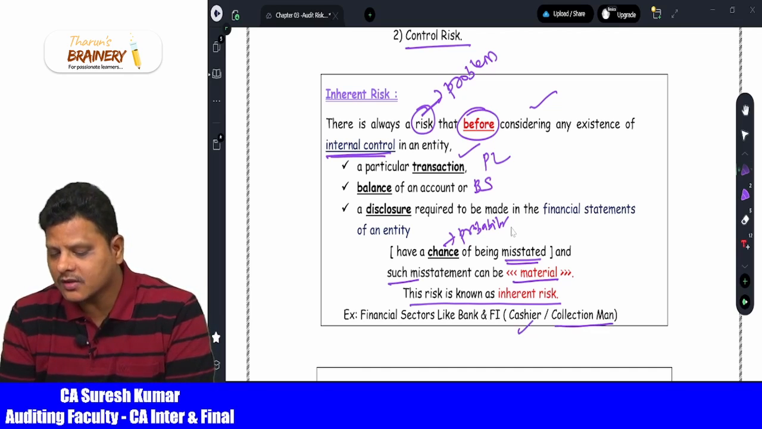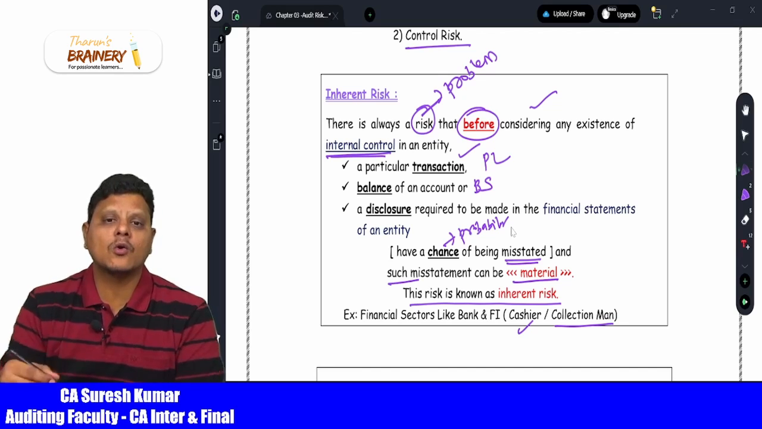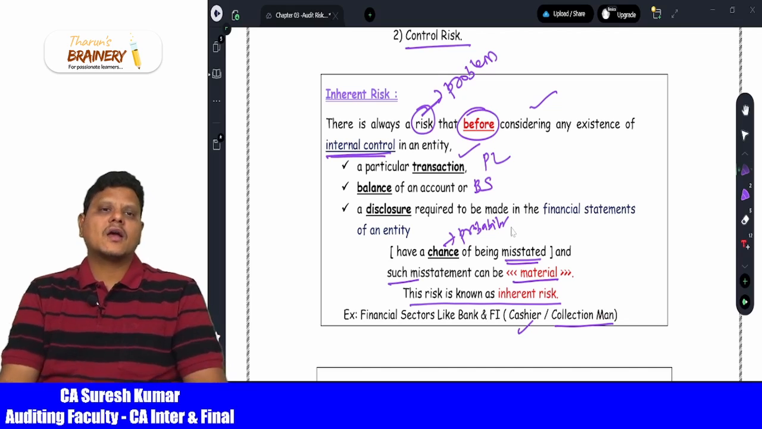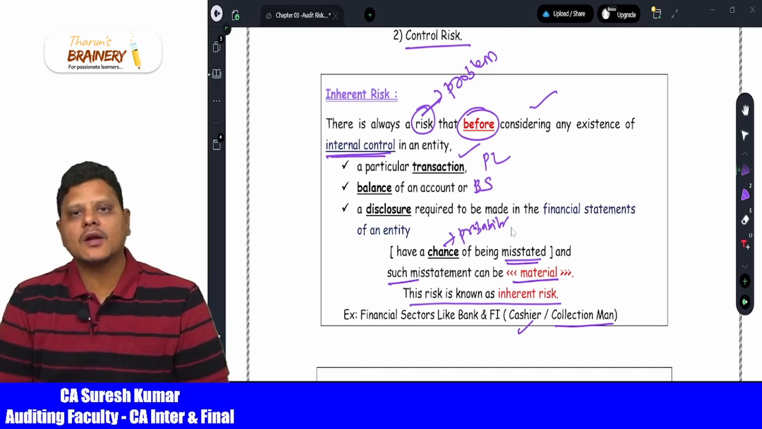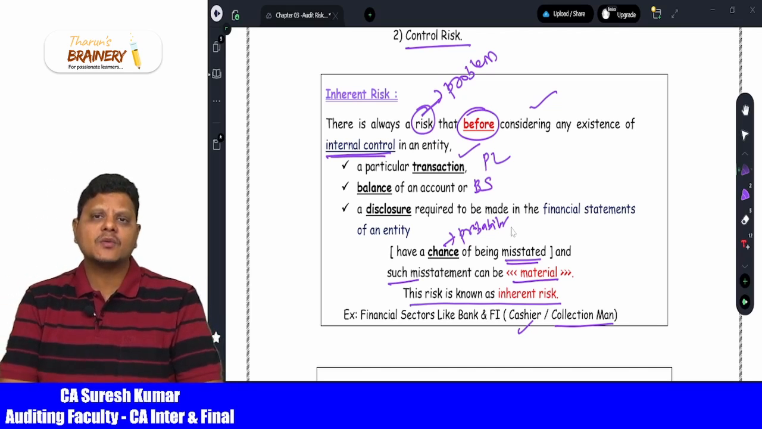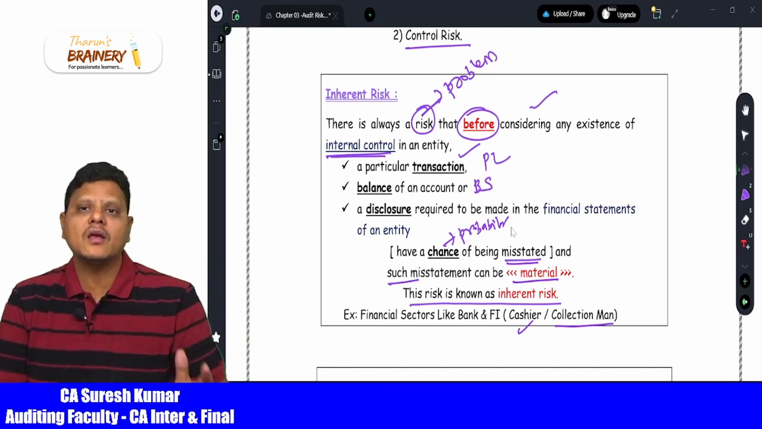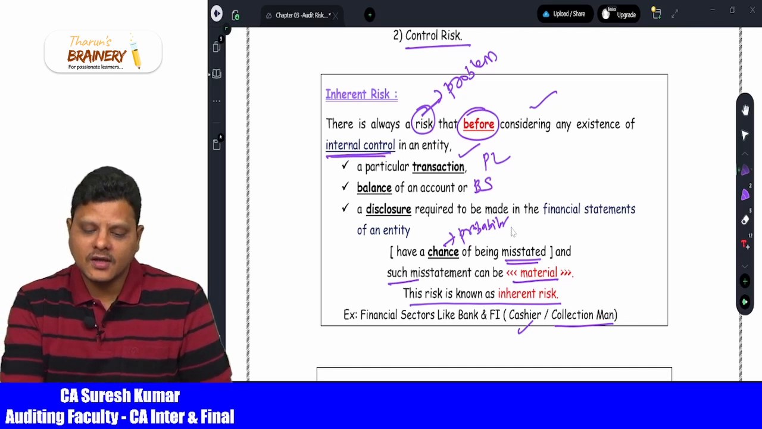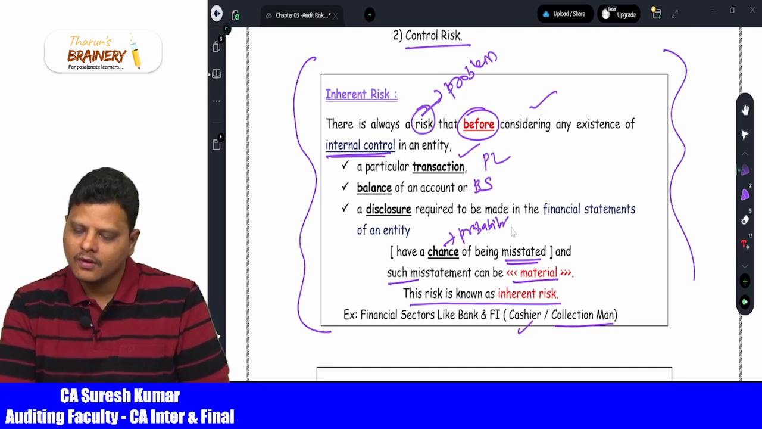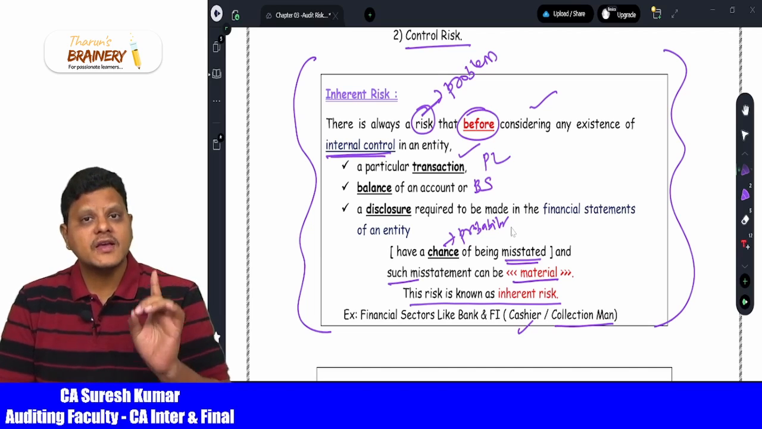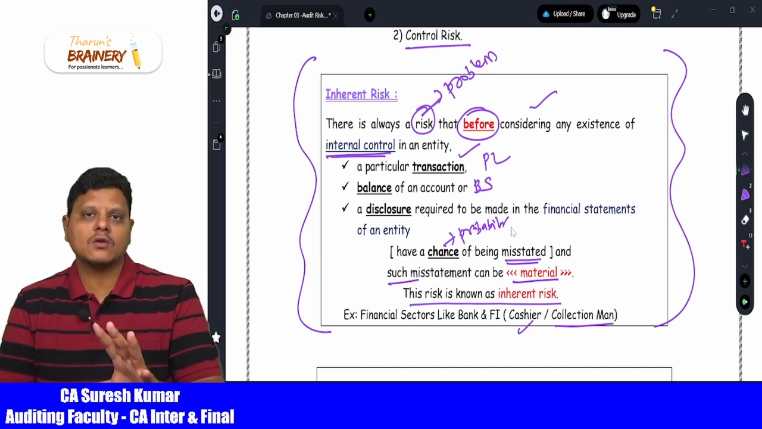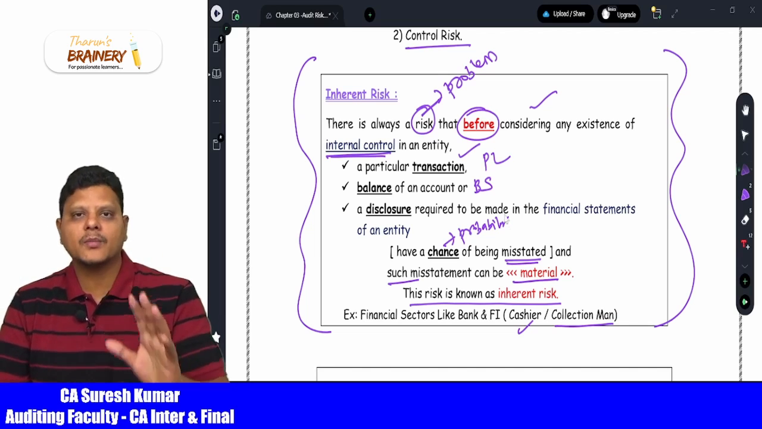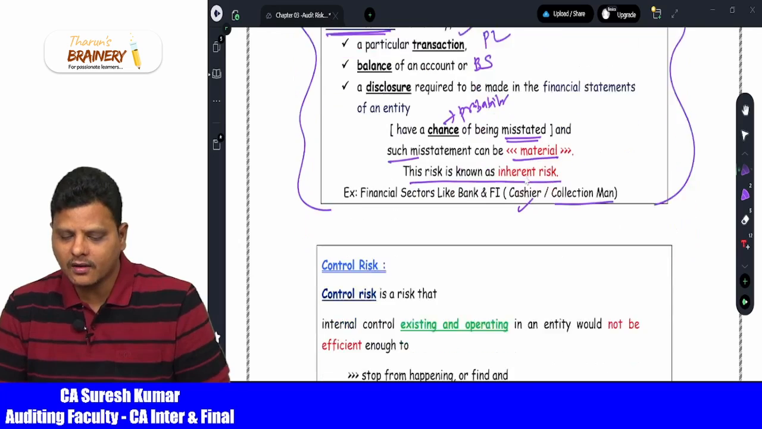There is always a possibility, in the case of financial institutions where loans have been given, or chit fund companies where chits have been taken, that there are collection boys who collect the cash from the subscribers. There is always a possibility that the collection boys can go away with the cash, but it cannot be controlled. This is called inherent risk. One line summary of the entire discussion: in the case of inherent risk, the risk has happened before considering controls. The classical examples are the cashier of the bank and the collection boys of organizations.